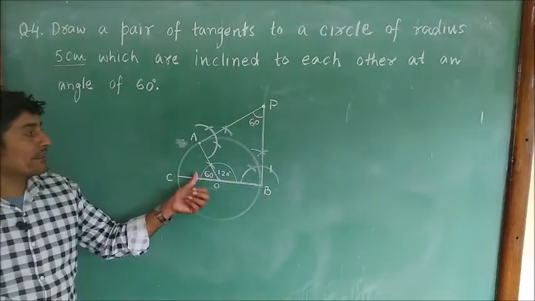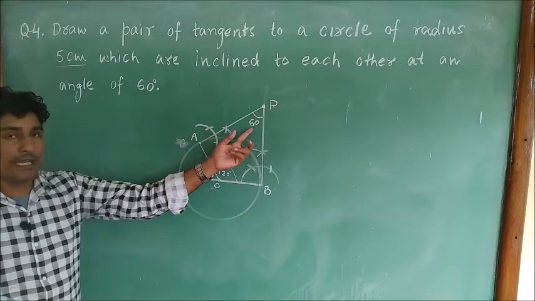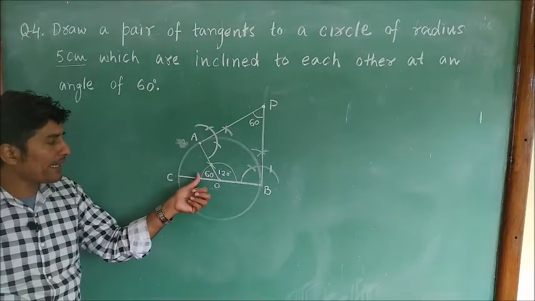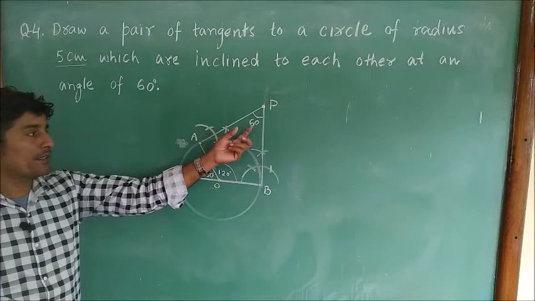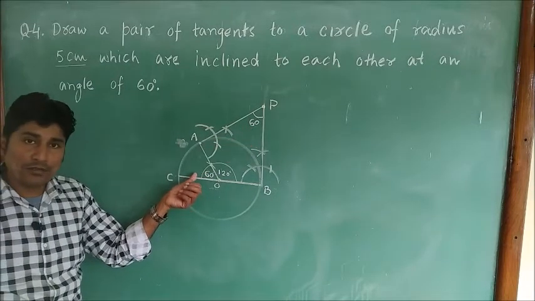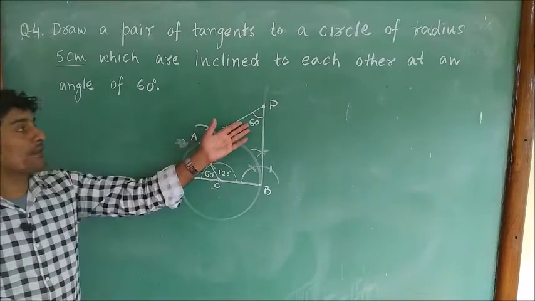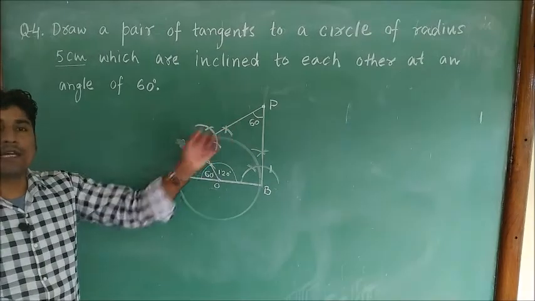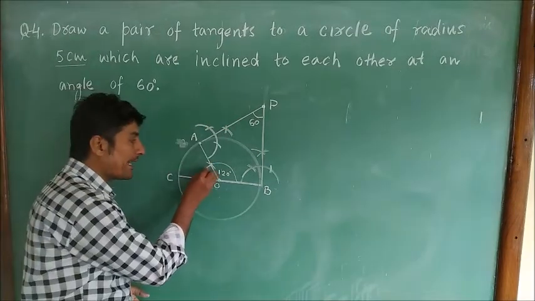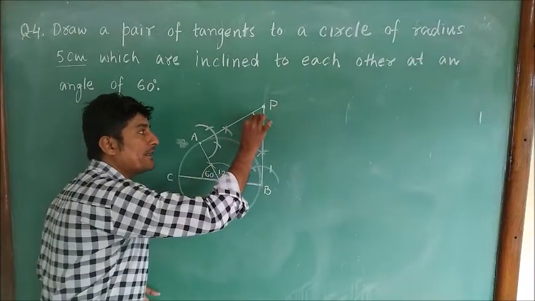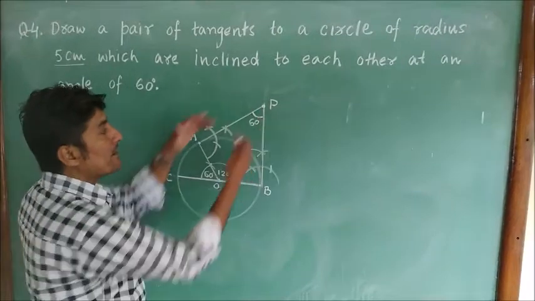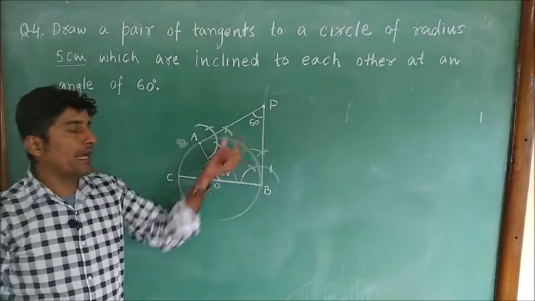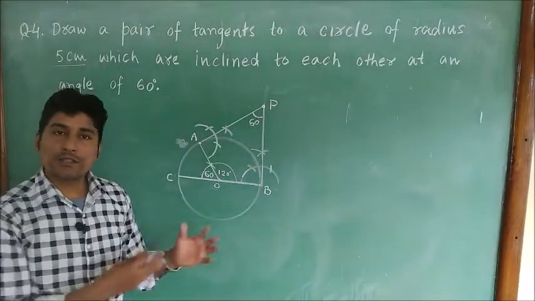Whatever angle is there, the same measurement of angle will be here. Suppose we are having the 70 degree angle here, then this angle will be equal to 70 degrees. If we are having this angle equal to 80 degrees, then the measurement of this angle will also be equal to 80 degrees. Since the measurement of this angle I have taken 60, that's why this angle will also be equal to 60 degrees. Both the tangents are inclined to each other at an angle of 60 degrees. So this is the solution.